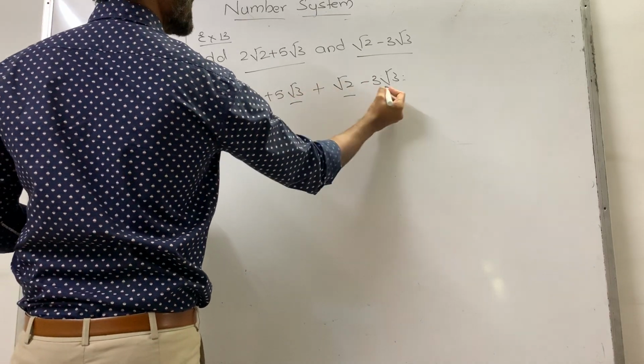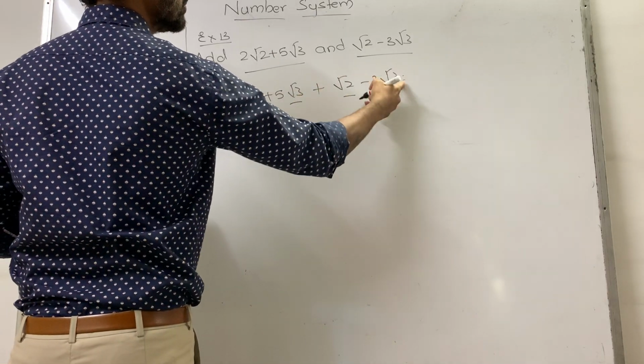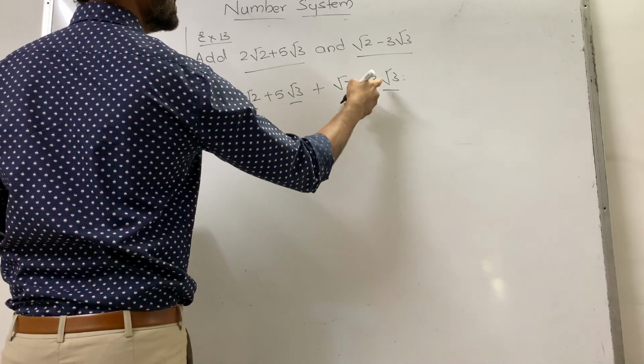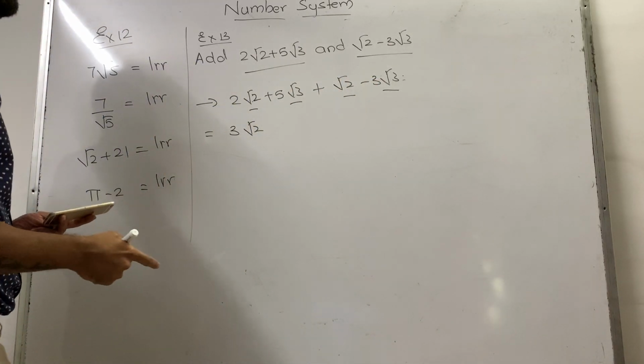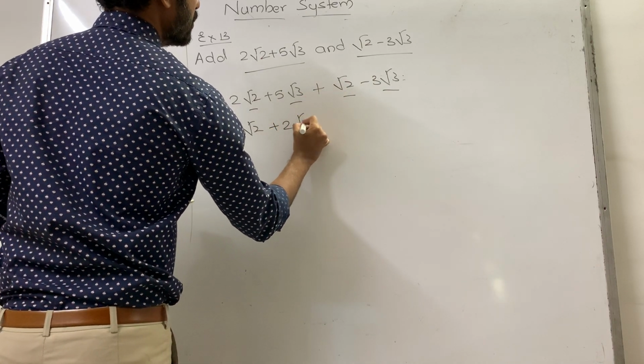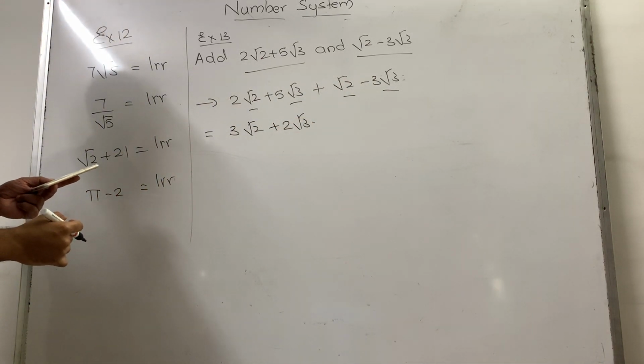Now these two are like irrational terms. This is also root 3, this is also root 3. Over here you have 5 times root 3. Here you have minus 3 times root 3. What is 5 minus 3? 2. So this will be 2 times root 3.